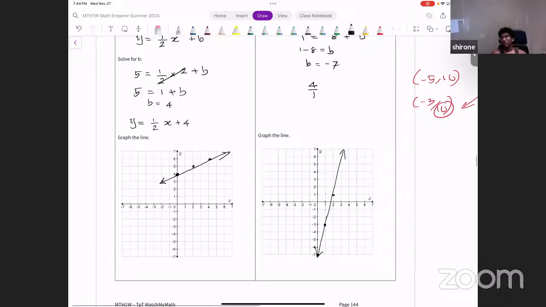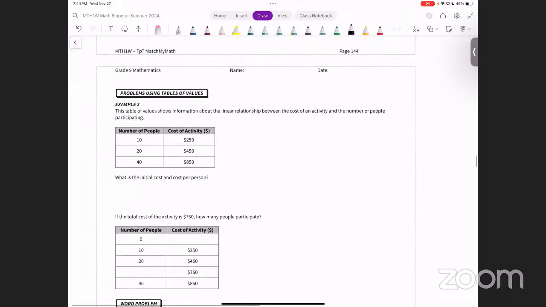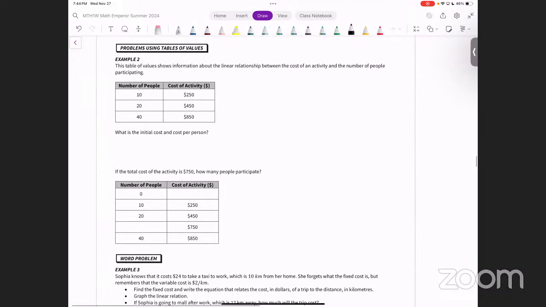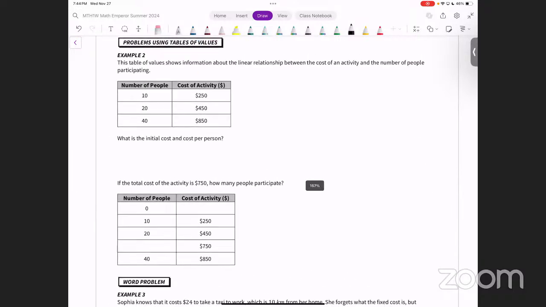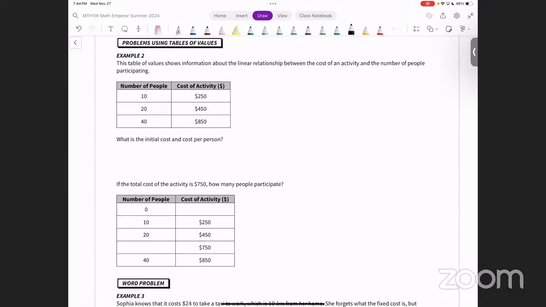Okay. All right. Now we're going back to some problems that involve the word problem. So can you guys do the word problem? First, question number 1: find the initial cost and the cost per person. You don't need a printout. You can write down the answers by looking at the questionnaire.